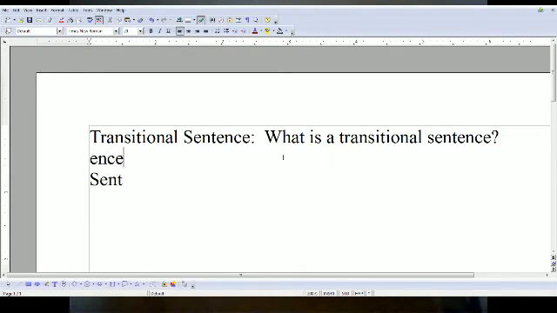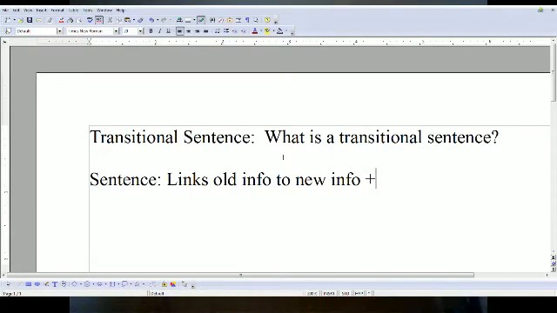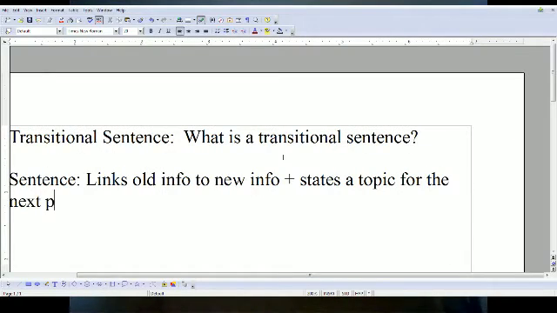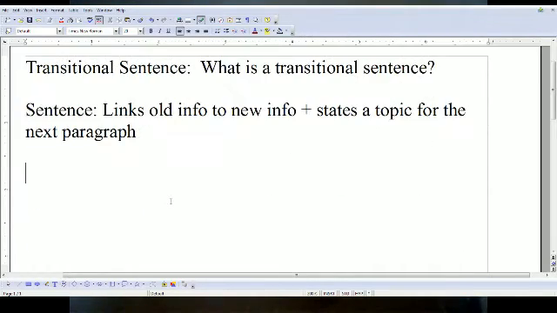A transitional sentence is a sentence which does two things. It links old info to new information, plus it states a topic for the next paragraph. Think of it kind of like that. So it links old information to new information. It states a topic for the next paragraph, right?